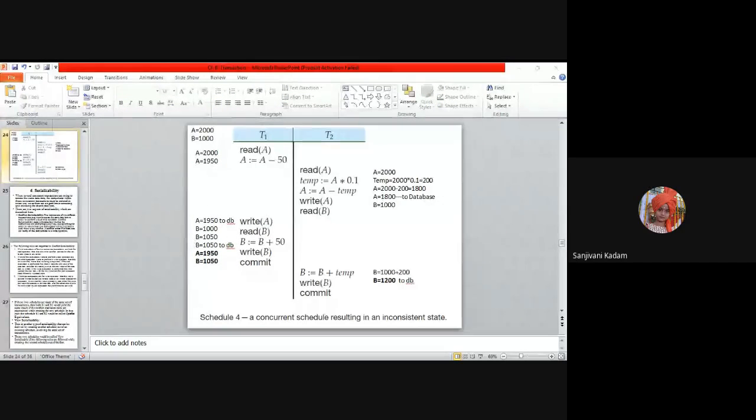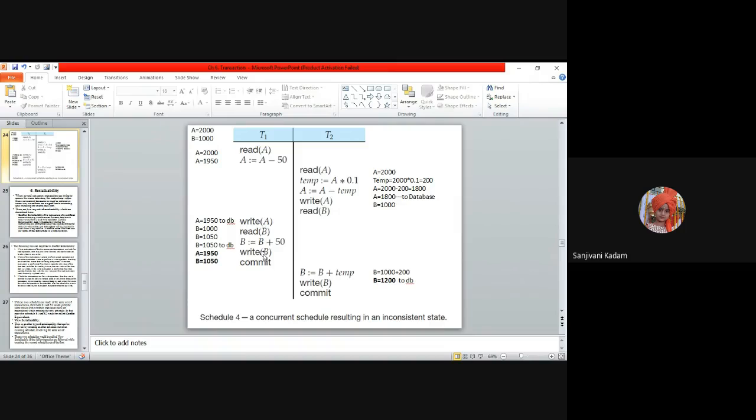Hello, ma'am. I have understood the three states, but in T1, meaning transaction, we have only read B. We are also writing B to the database. So why are we not reading the 1950 here?